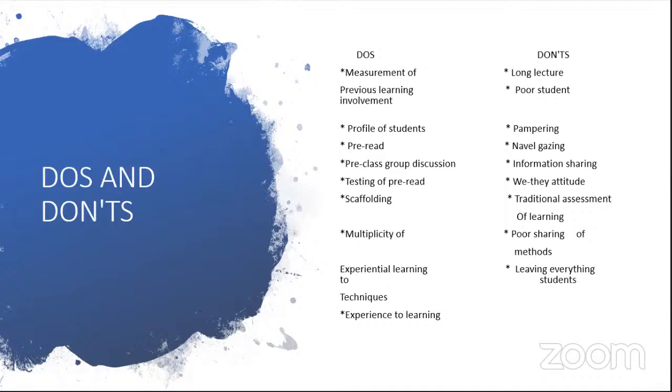Poor involvement of students. If the students' involvement is less, the class will be dull. Pampering the students, too much pampering the students is a very negative activity. Navel gazing, don't go very deep into the students. Information sharing, we-they attitude, traditional assessment of learning, don't go for the traditional assessment of learning. Poor sharing of methods, and leaving everything to students. Do it by yourself, do it by yourself, don't do this. These are the do's and don'ts.